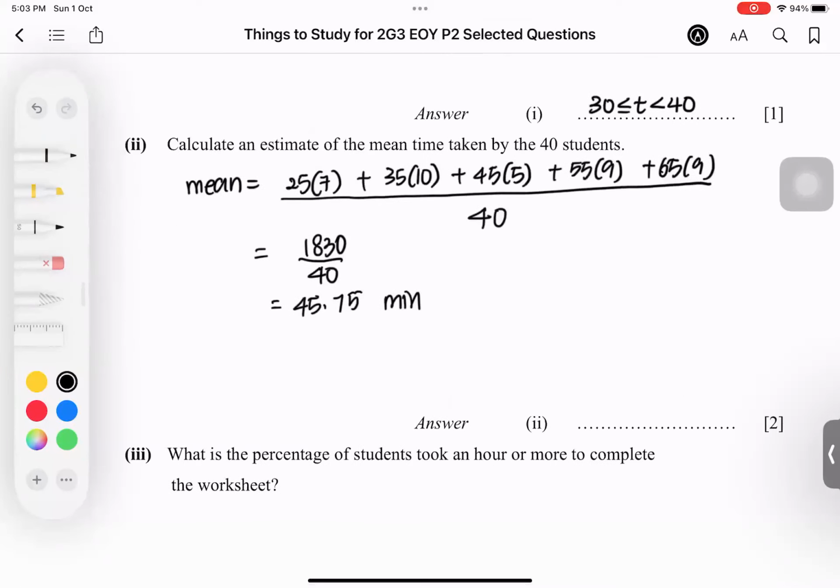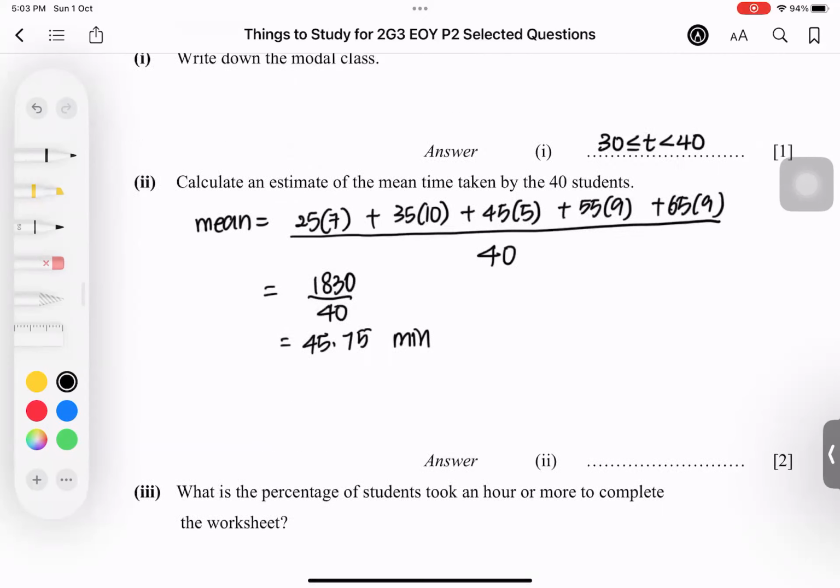Now, since we are at this question, let's explain a little bit. Why is it an estimate? Do you all know why it's an estimated mean?